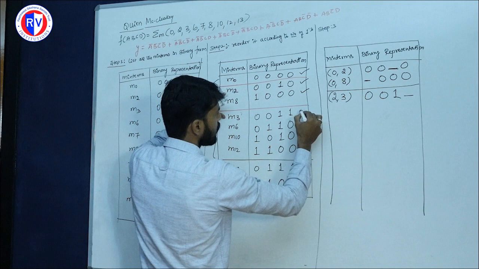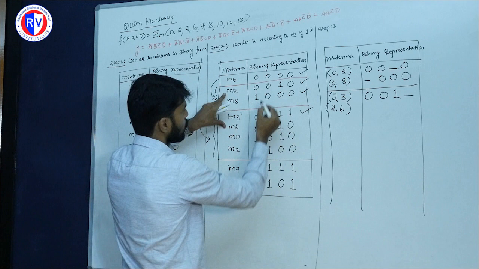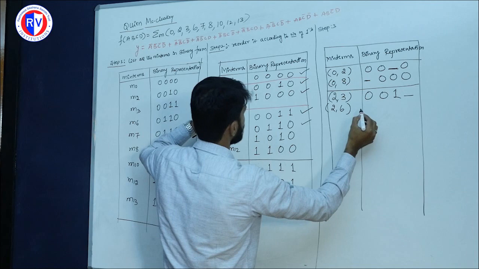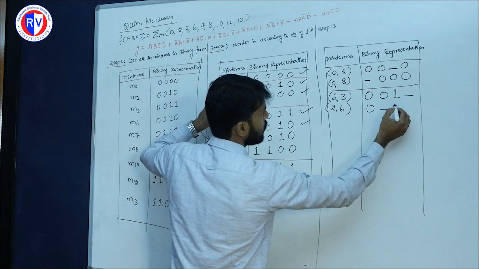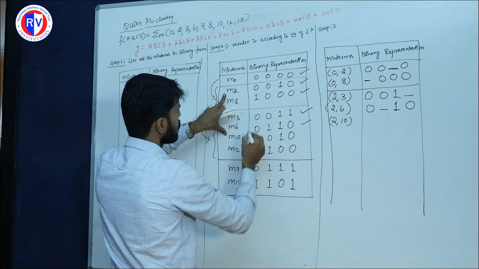Next, 2 and 6, I need to compare. In this 2 and 6, 0, 0, 0, 1, 1, 1, 0, 0 is there. So what I will do, again, there is a 1 bit change. So that's why I will take the next stage. Immediately I need to put a tick mark. Then this become 0 dash 1 and the 0. Next, 2 and 10. 2 and 10 is possible? Yes, 2 and 10 also possible. 2 comma 10. So then this become dash 0 dash 0 1 0.